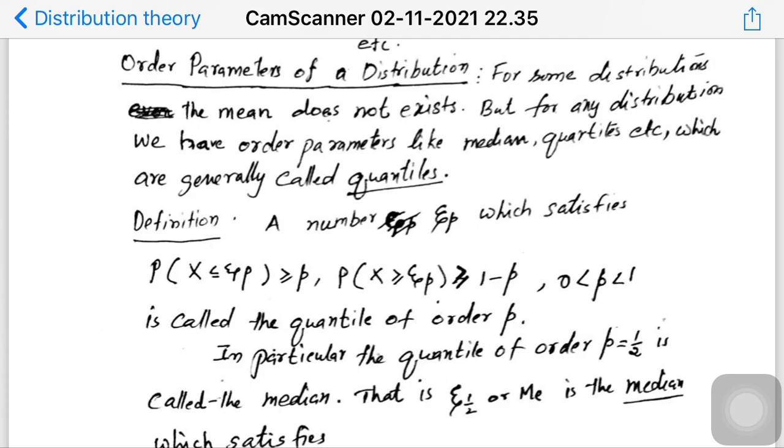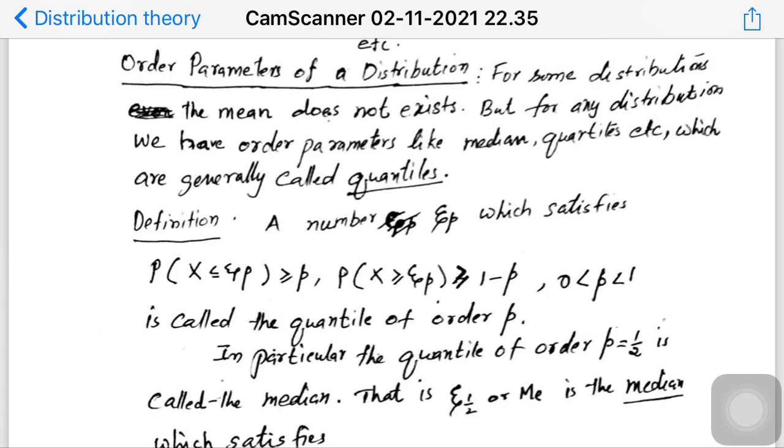You might have heard of median, quartiles, first quartile Q1, second quartile Q2, third quartile Q3. Then you might have heard of deciles, percentiles, etc. All these things are generally called quantiles. Quantiles, not quartiles, quantiles. Now, quantiles are the order parameters of a distribution.